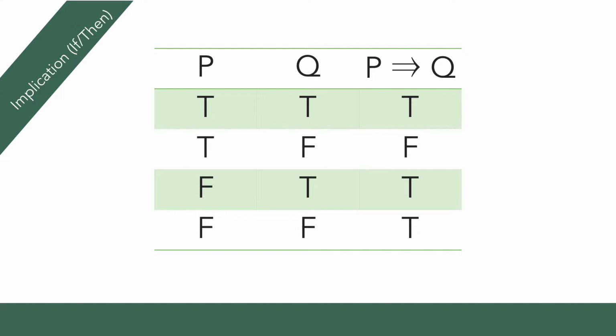With our example where P is it's raining and Q is it's cloudy, then P implies Q is as follows. Row 1, if it's raining, then it's cloudy, this is true. Row 2, if it's raining and it's not cloudy, this is false. Row 3, if it's not raining and it's cloudy, this is true. And row 4, if it's not raining and it's not cloudy, this is true.